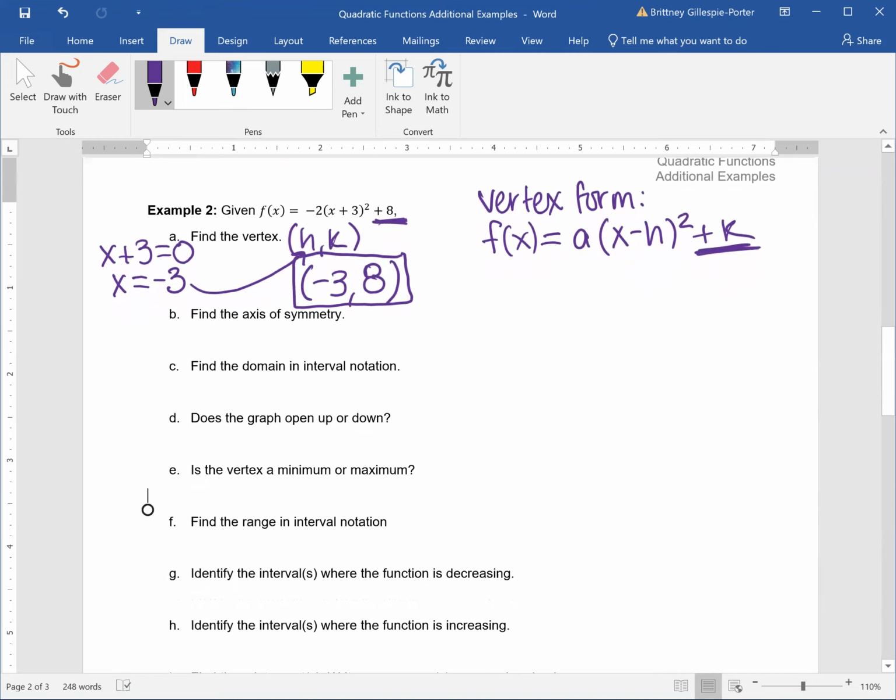Axis of symmetry is always in the form x equal to h. It is a vertical line, which is why it's x equal to, and it's whatever our h coordinate of our vertex was. So we get x equal to negative 3.